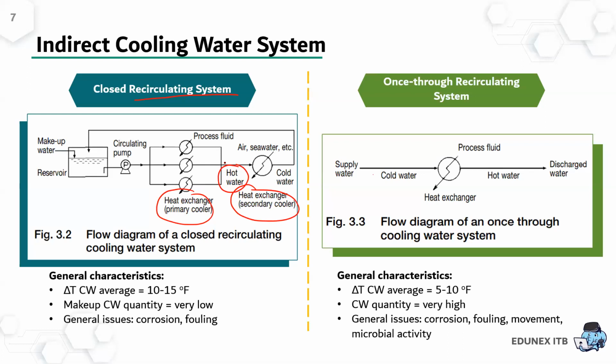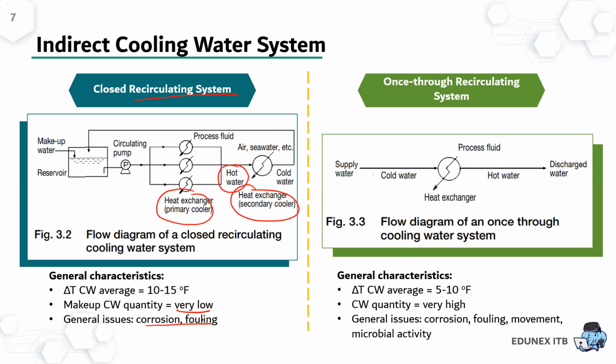Okay, so we still have a makeup water in here, even though the water loss is very, very small. That's why in the general characteristics, the quantity of the cooling water is very low, because to compensate the small loss of water, we only need a very low amount of makeup water to proceed with the water circulation in this closed recirculating system. However, the general issues can still be found in this system, which are corrosion and fouling.